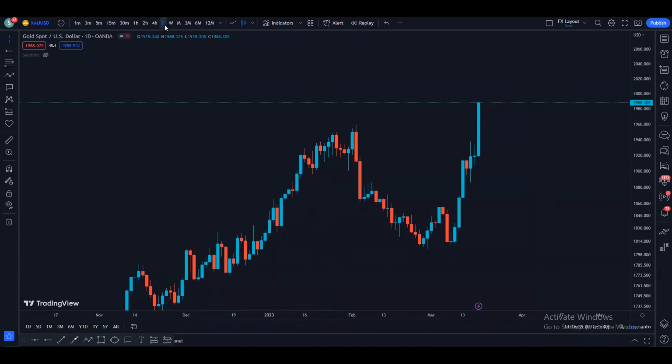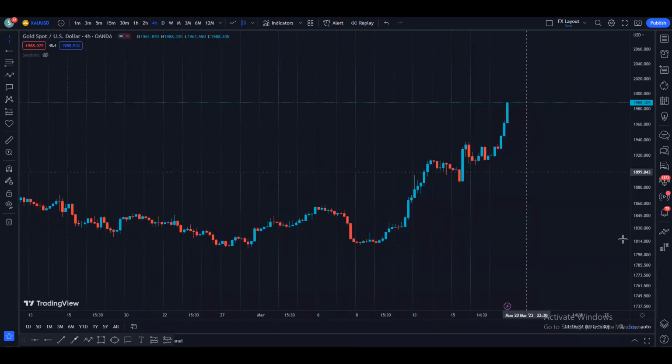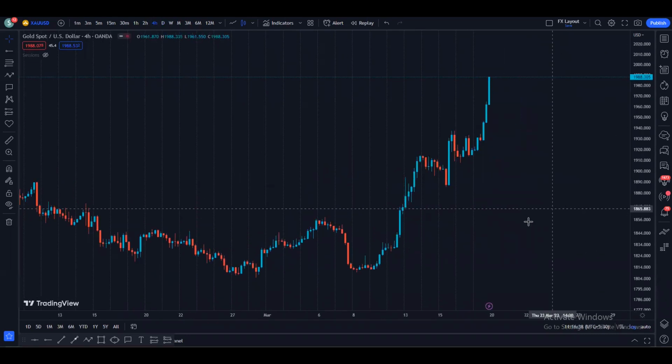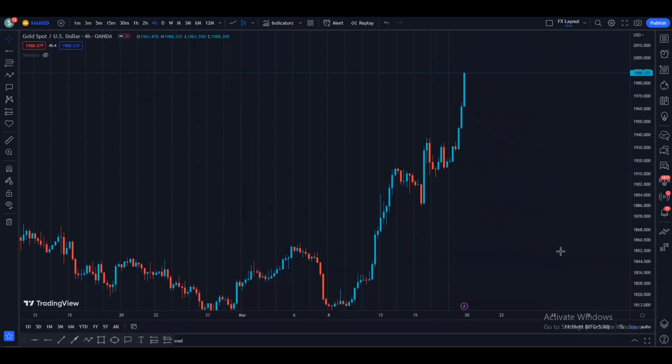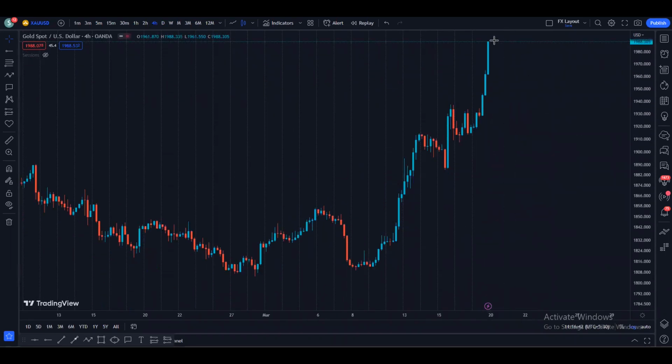Weekly is bullish, daily is bullish. Now let's see more details on the 4-hour time frame. On the 4-hour time frame, the price looks pretty much bullish, because we are making higher highs and higher lows. Starting from the lowest point, we made a high, a higher low, finding support. Price broke the previous high.